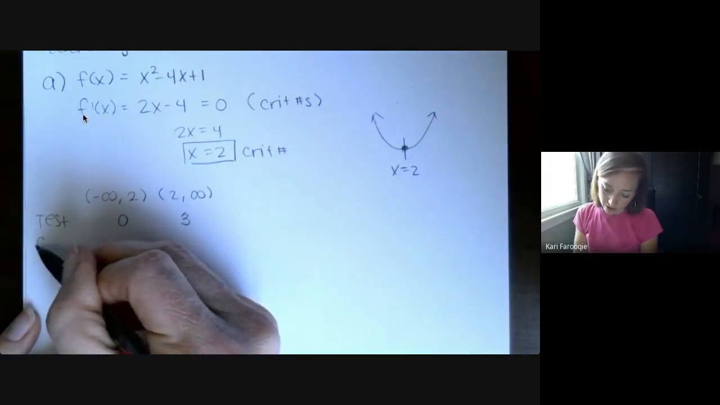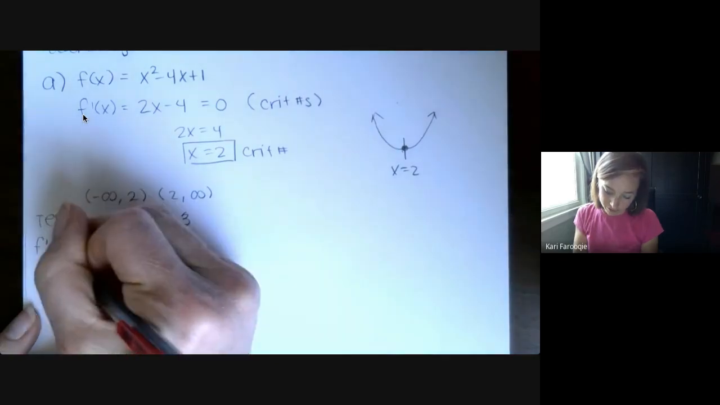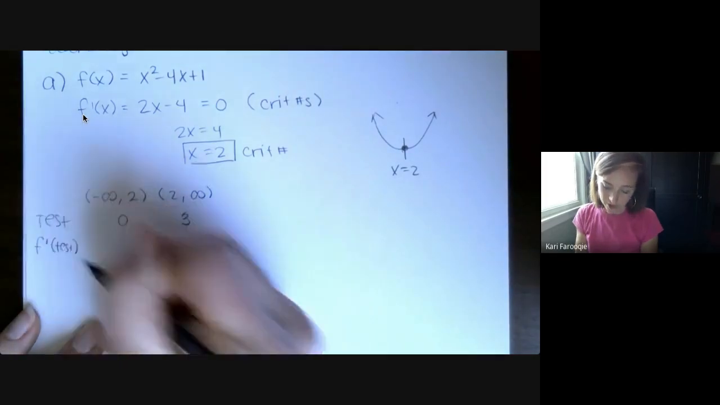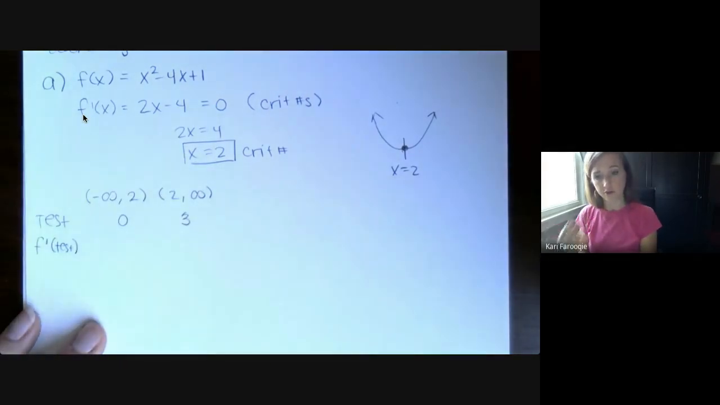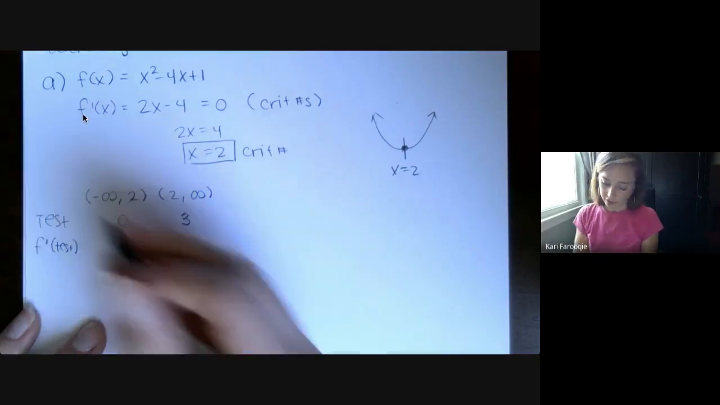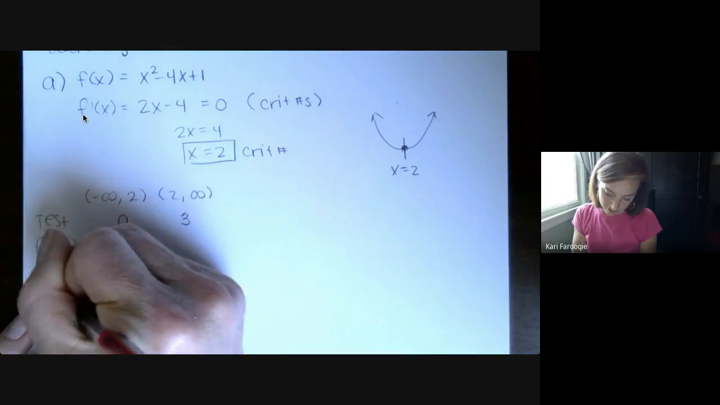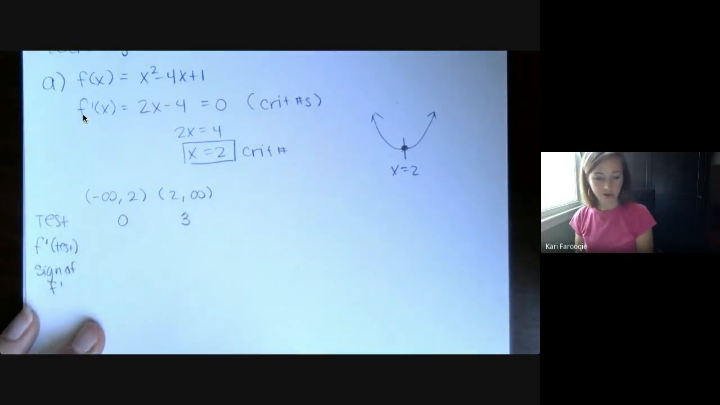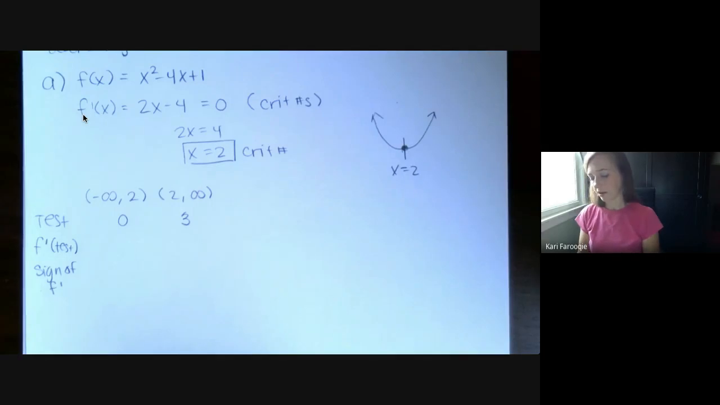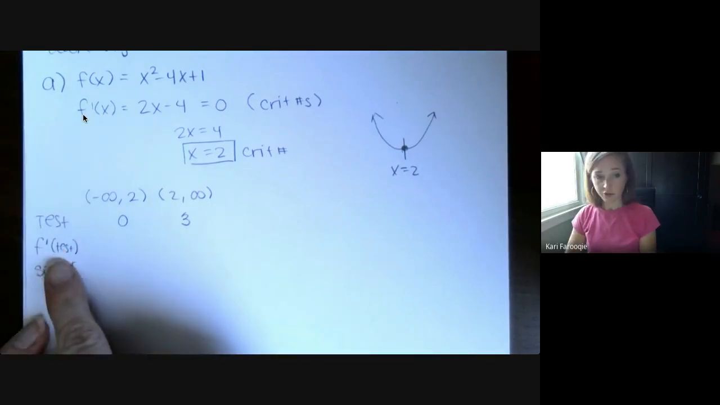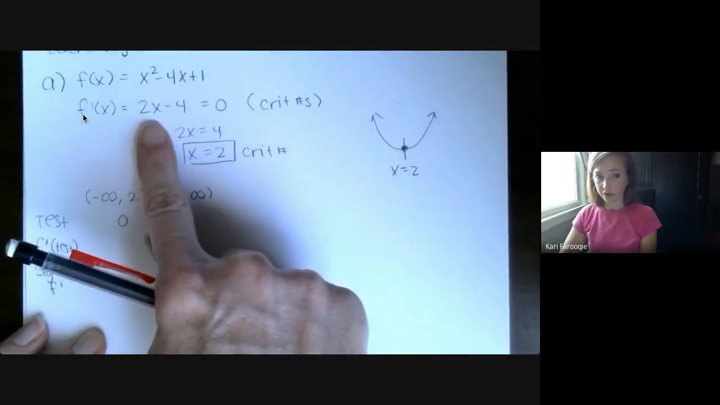Then you're going to evaluate f prime at your test value. You're going to try to figure out if your derivative is negative or positive. And then you're going to write down your sign of f prime and tell me if your function is increasing or decreasing on that interval. Okay, so this is where you're using the derivative to evaluate the test point. This one's pretty easy to evaluate.